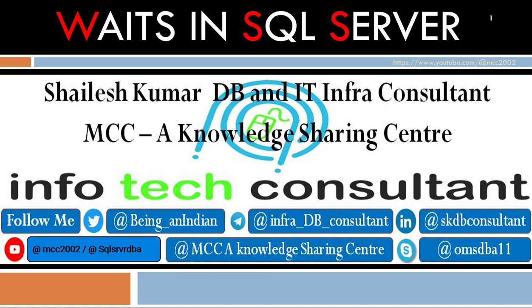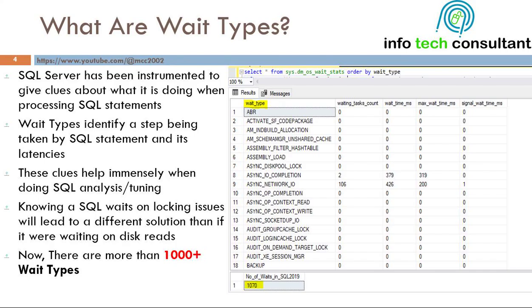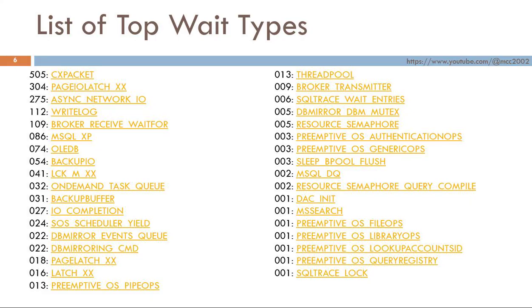So, waits in SQL Server. Basically, there are many waits in SQL Server, approximately thousands of wait types, that we can categorize in many ways, like CX packet and so on.